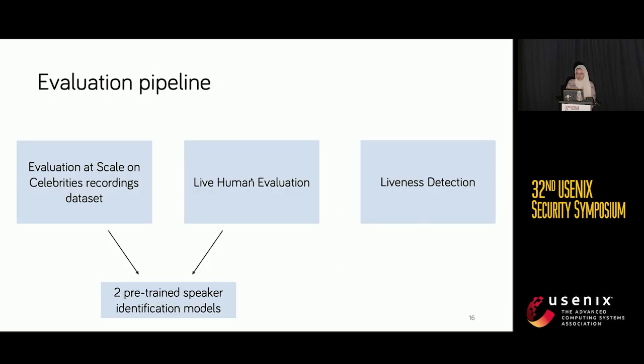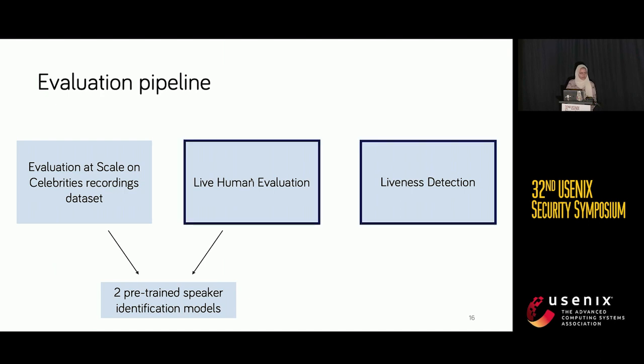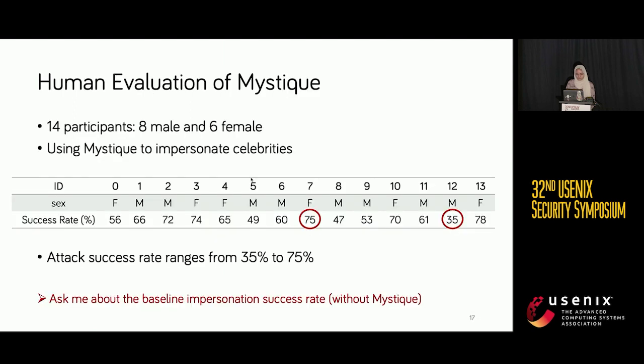We evaluated Mystique at scale using a conventional celebrity recordings dataset. Also we ran a human evaluation. We got some participants to help us do the evaluation. And finally, we evaluated Mystique against popular liveness detection models. For the sake of time, I will only talk about the live human participants and the liveness detection.